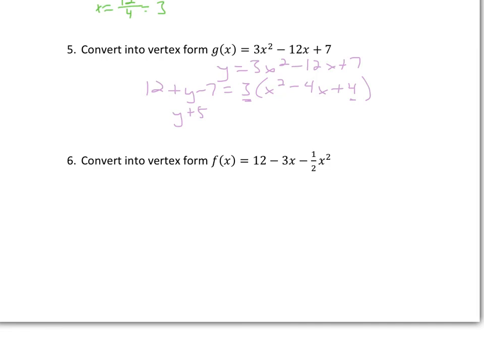To finish this up, we've got y plus 5, right? The 12 and the 7 you combine, and that equals 3 on the outside already. And this square is completed, so this factors to x minus 2 squared.